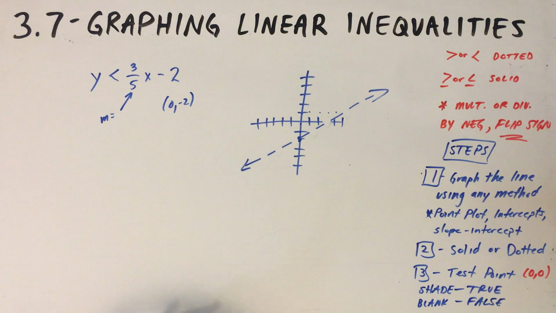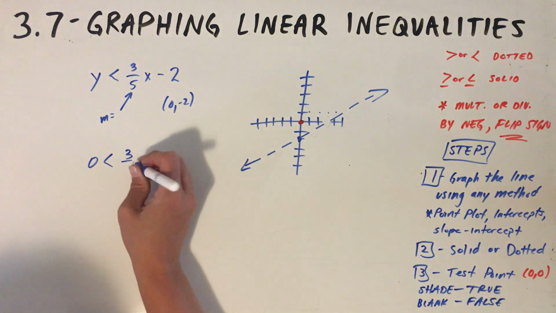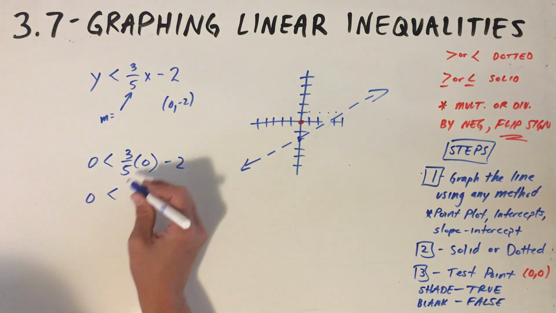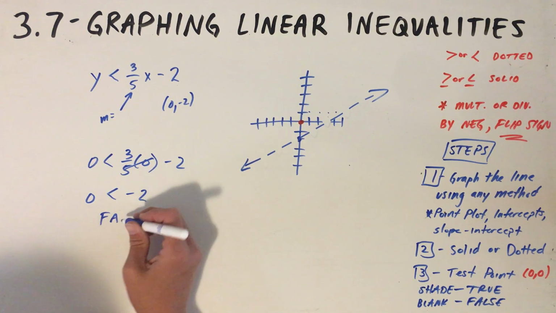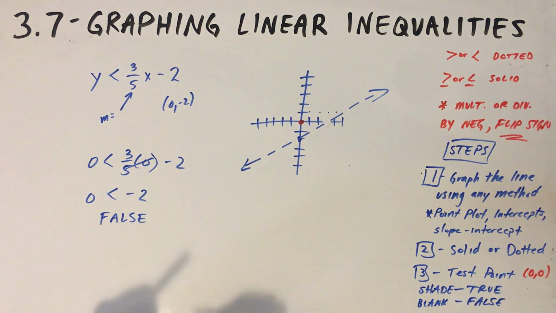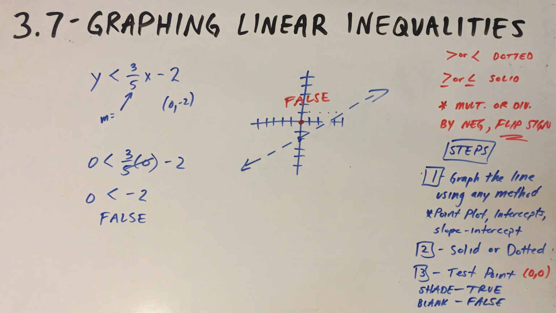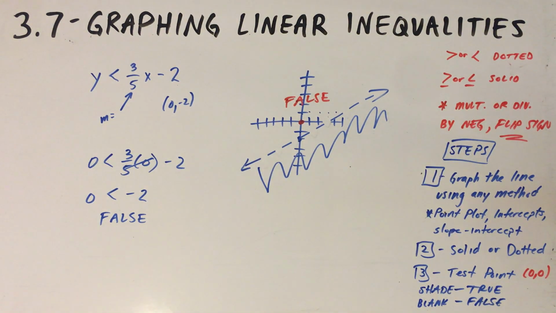Step 3, I'm going to plug in a test point. Well, the easiest point, because it's not on this line, is the point (0, 0). So I'm going to plug in 0 for y, and 0 for x, and see if this statement is true. 0 is less than -2. That is not true. 0 is greater than. So this is a false statement. So points on this side are false, which means that points on the opposite side are true. So I'm going to shade where it's true.